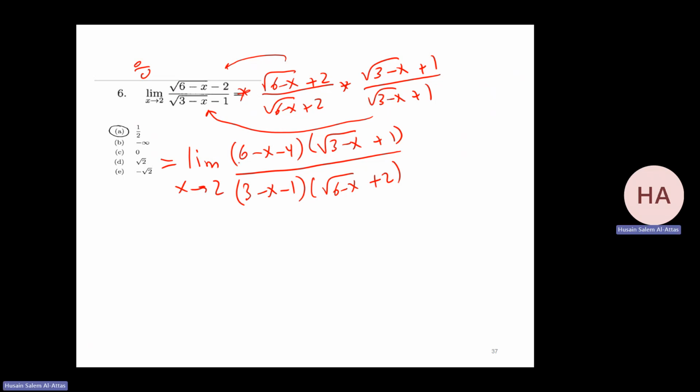So now what do I have here? I have here 2 minus x, and here 2 minus x. These two are the same. If you notice, this is 2 minus x, and this is the same, 2 minus x. So I can cancel them and do the substitution now. I have 3 minus 2, that will be 1, plus 1. I have 2 plus 2. 2 over 4, which is half. That will be the answer.